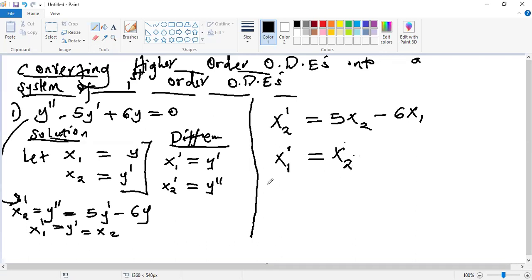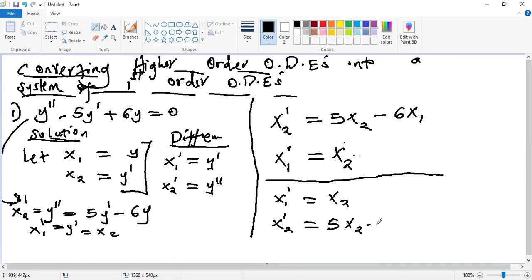So finally, this is my system of differential equations. I can write this as x1 prime is equal to x2, and then I have x2 prime being equal to 5x2 minus 6x1.